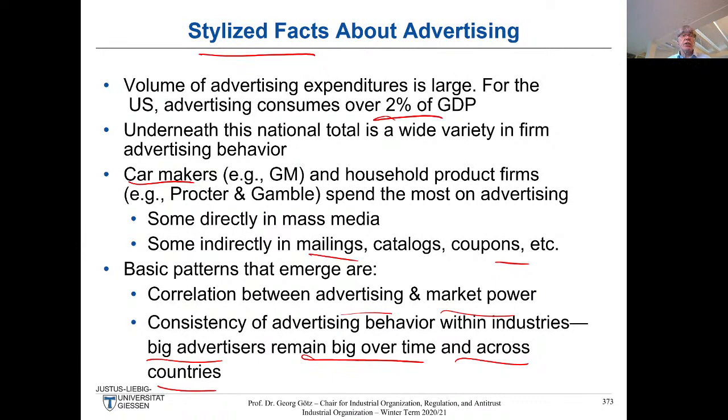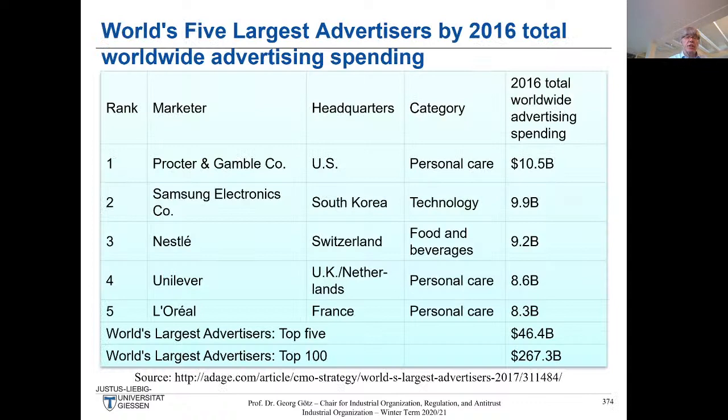And I show you some data. These are data for the world, pretty much taken from AdAge. But you can also get very nice data on advertising for Germany from Statista, in particular if you're logged in with your University of Gießen account. What you see here, Procter & Gamble is actually the largest advertiser in the world, spending $10 billion in worldwide advertising spending. In Germany, they spent more than $1 billion.